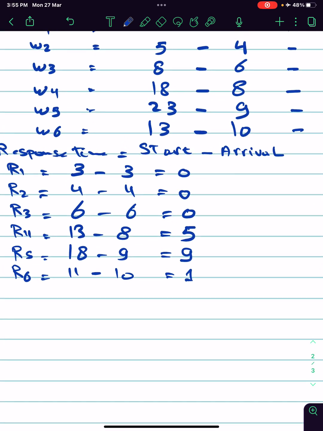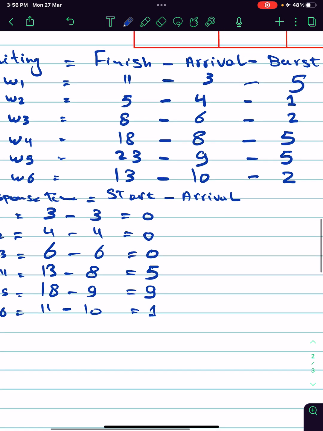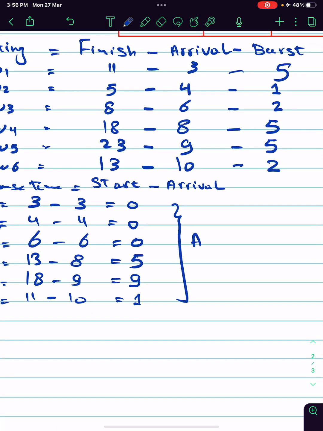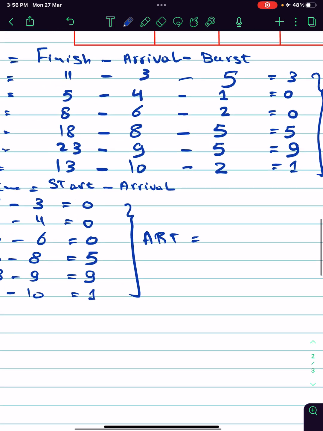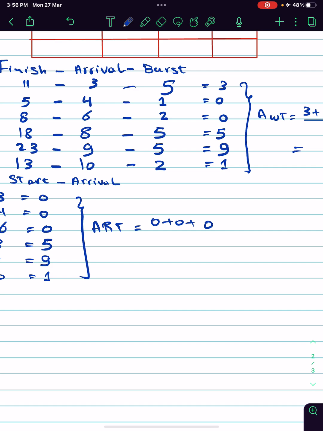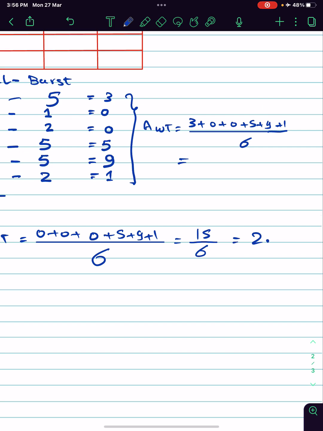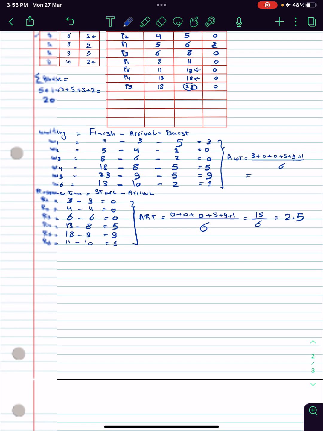If you compare the response with the waiting, you will find that the process that started multiple times will have a waiting time different from the response, whereas the process that started one time and finished will have the waiting equal to the response. Now let's get the average here. So the average response time is going to be 0 plus 0 plus 0 plus 5 plus 9 plus 1 divided by 6. This is going to be 15 divided by 6, which is going to be 2.5. Okay, that's the response time.